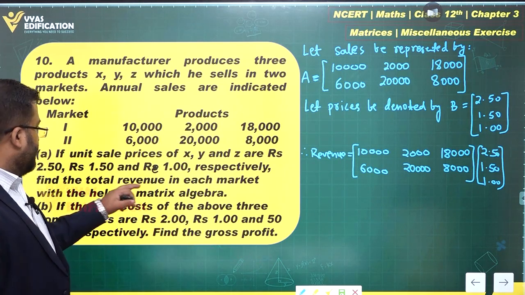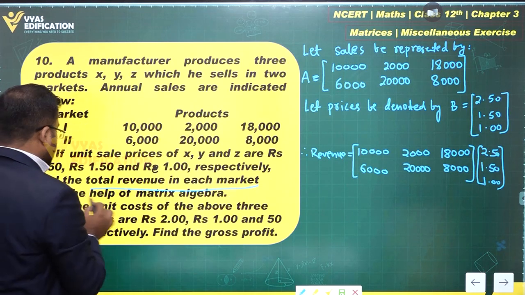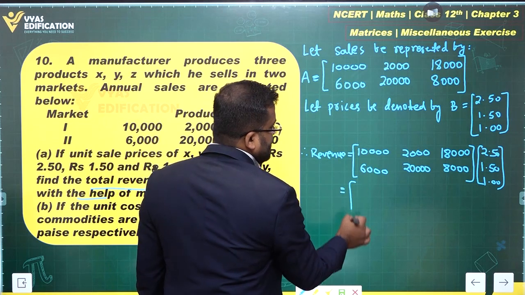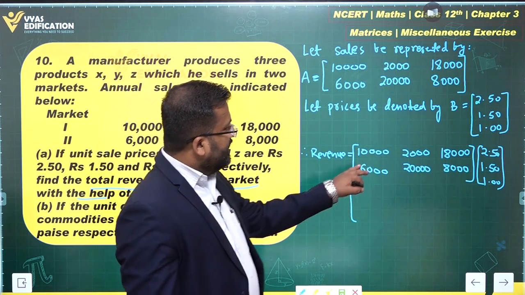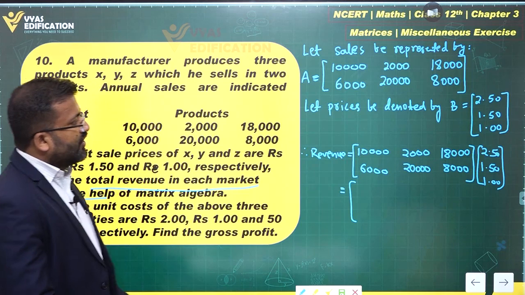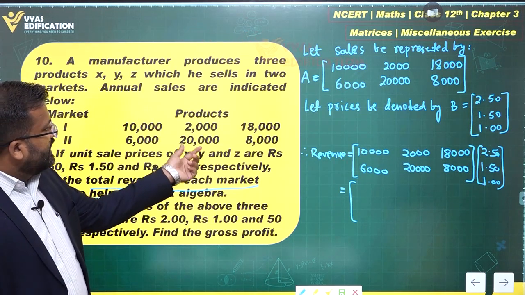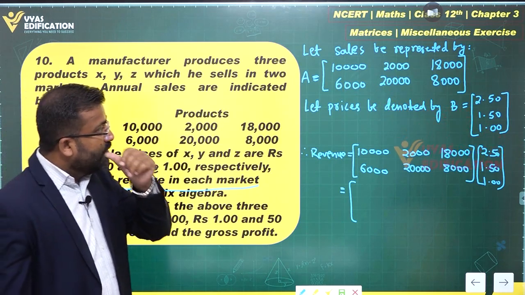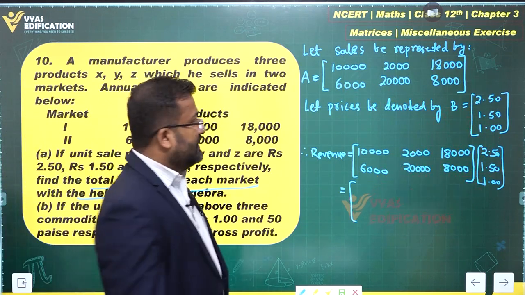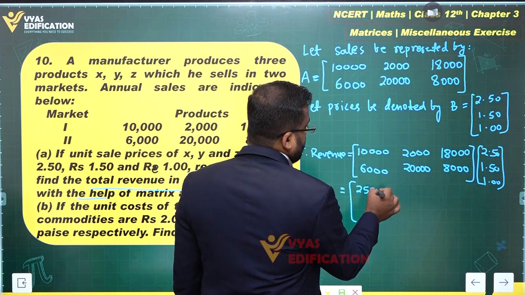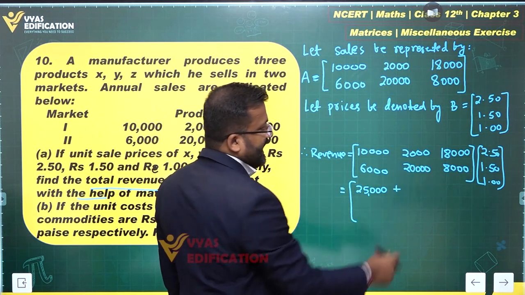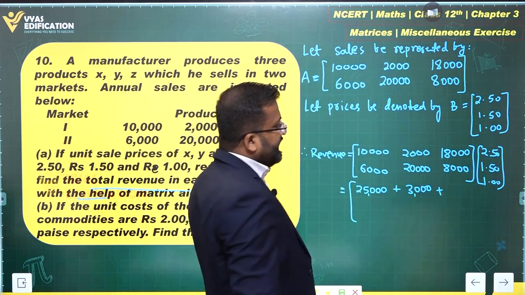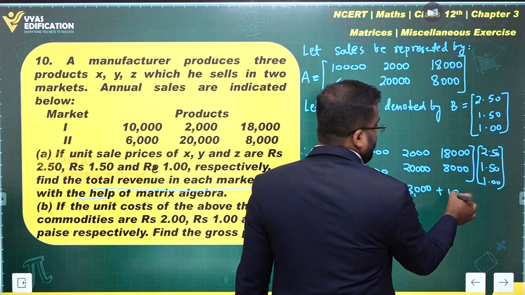So revenue in each market could be found with the help of matrix algebra using this approach. Let's multiply them together. The first row gets multiplied with the first column. Let me just check the numbers once. 10,000, 2,000, 18,000, 6,000, 20,000 and 8,000. So we are multiplying 10,000 with 2.5. So this is 25,000, plus 2,000 times 1.5 is 3,000, plus 18,000 times 1 is 18,000.